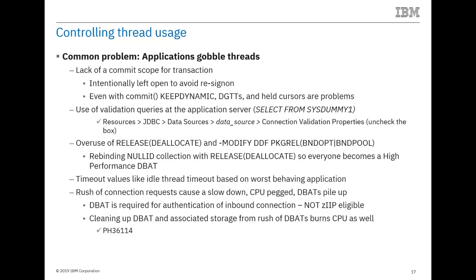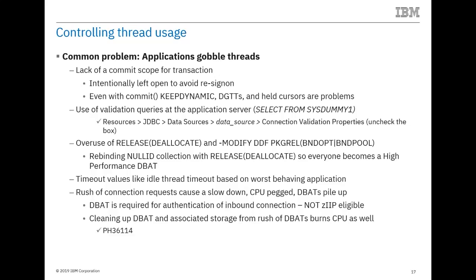Other things, like keep dynamic, declare global temp tables, and held cursors, can exacerbate this. Use of validation queries is the number one foul right now. I see a lot of our financial customers with application servers doing select from system1. So now you're using a connection and a thread, basically 2 threads for a single transaction that you're going to want there. So go into the validation properties and just delete that.